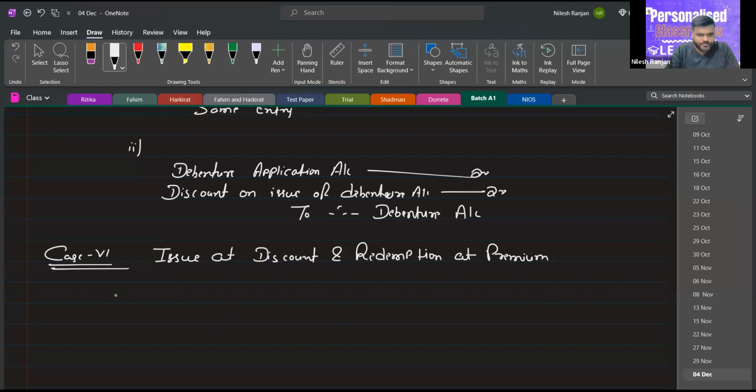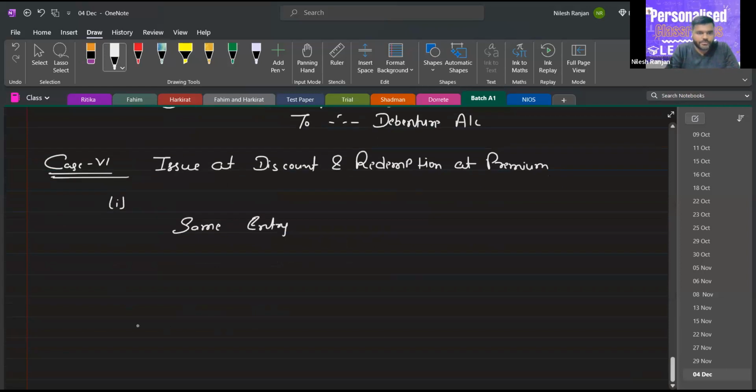So this is case 6. Issue at discount. Yes, it's loss here. In both the cases, at the time of issue, there is loss. At the time of redemption, there is loss. So the entry will be debenture application account debit. We have to record both the losses.